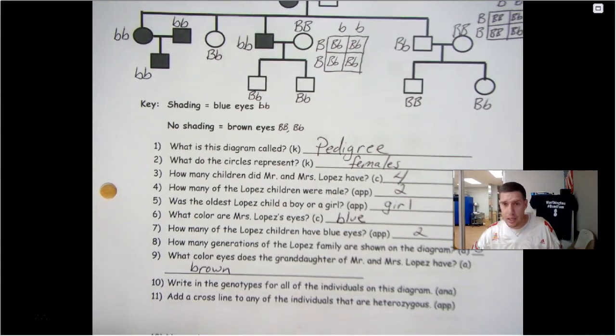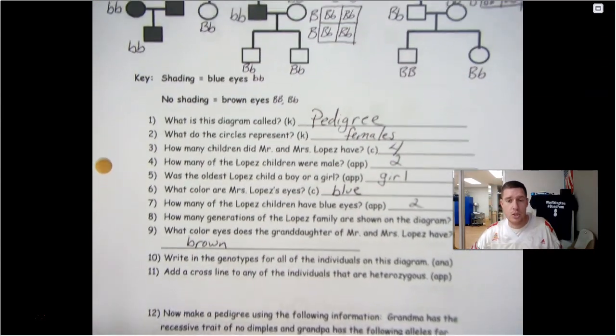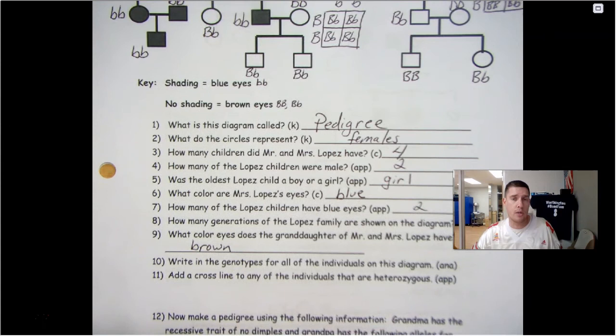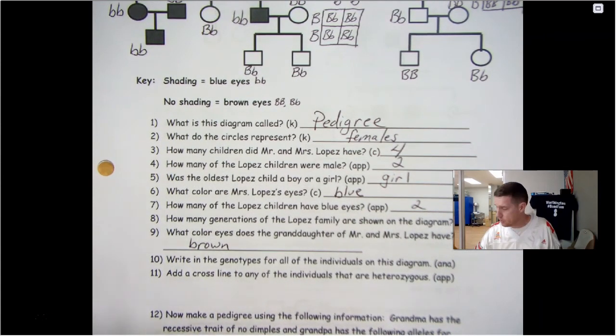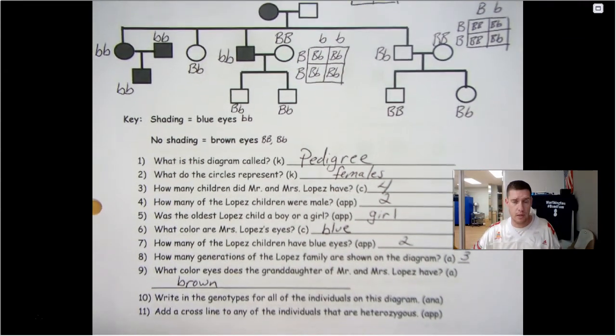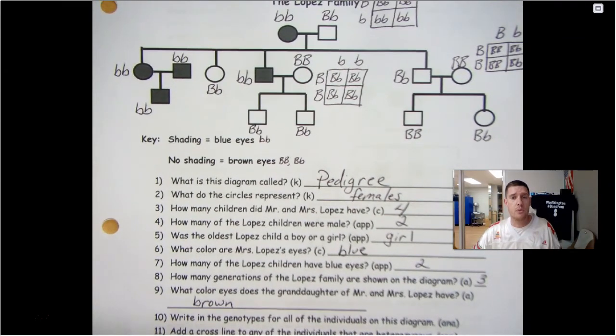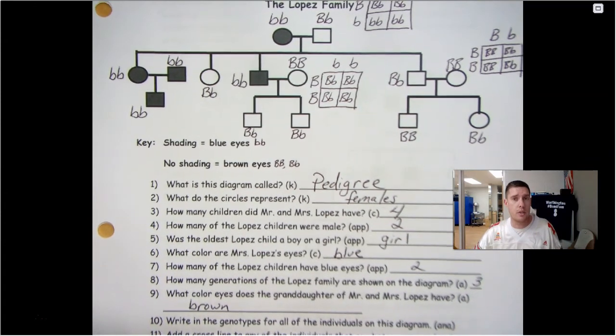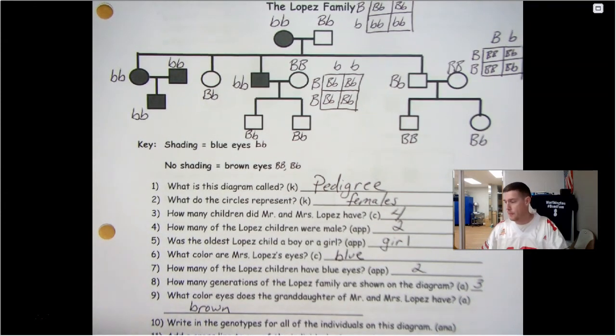Now, number 11 is teaching you another rule about how to use pedigrees. Add a cross line to any of the individuals that are heterozygous. Okay, let's go back up here. This is one of those rules in dealing with the shapes that are in the pedigree.